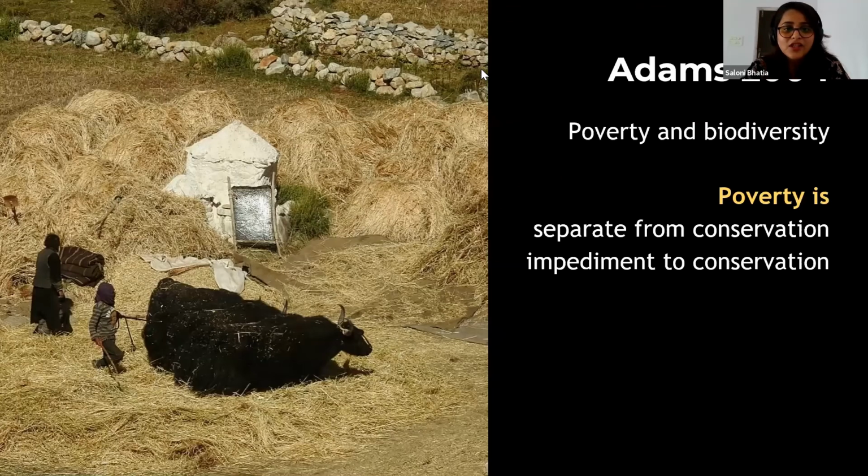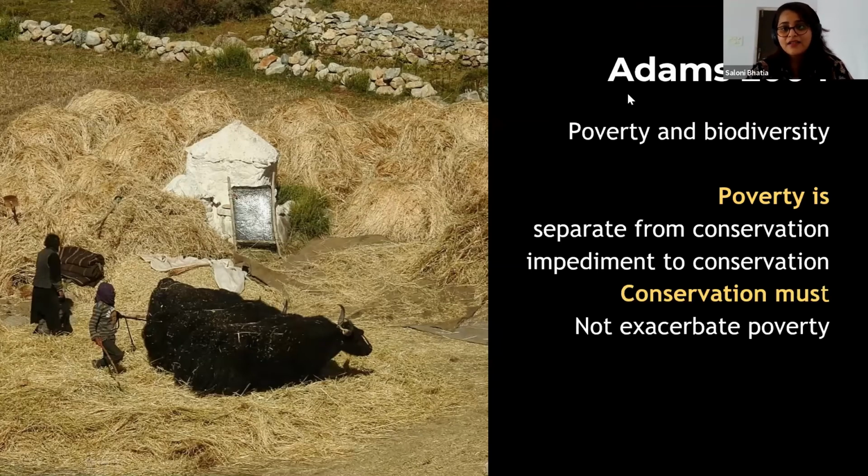Other responses in the chat? Poverty constrains biodiversity conservation, conservation shouldn't negatively affect poverty. Yes, correct. Right. So the third category talks about how conservation must not aggravate poverty. What could be an example of that? So essentially, it's a status quo. You're not helping alleviate poverty, but you're not making it worse. Can you guys think of an example of a conservation model that works around this kind of mindset?